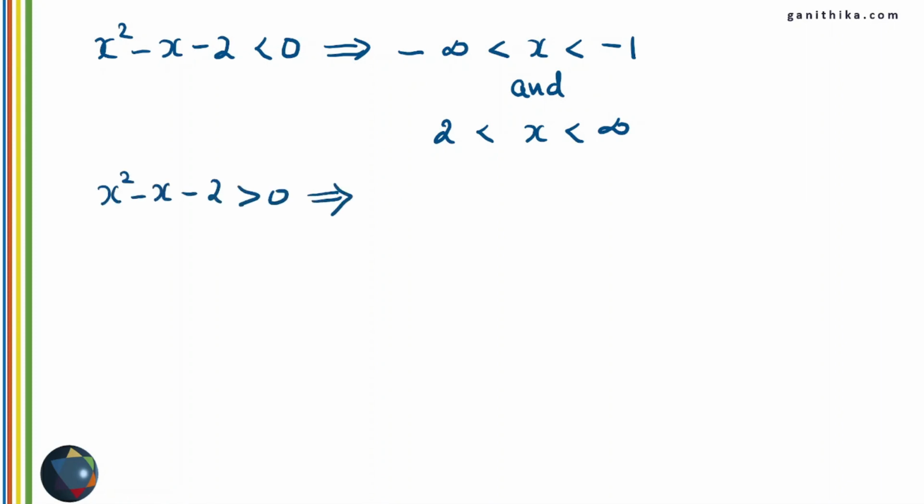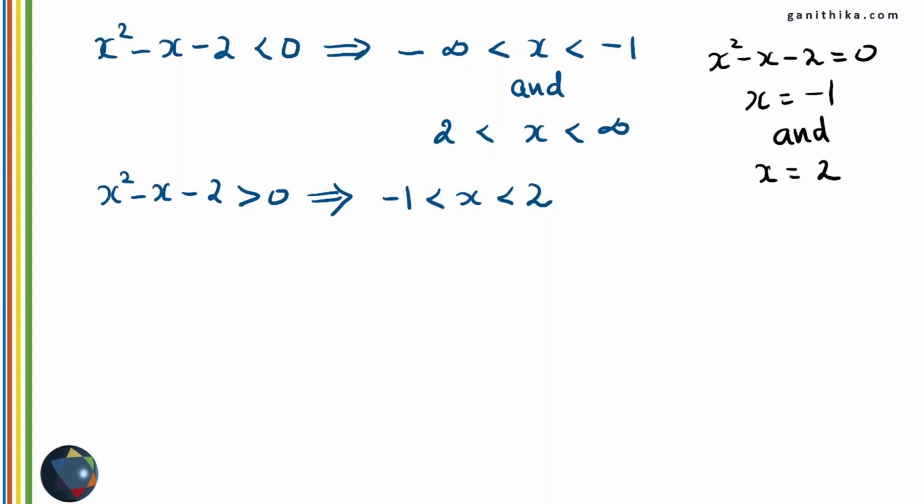Whereas when x square minus x minus 2 is positive, the solution for this inequality is all the x values between minus 1 and 2. But when it is the equation x square minus x minus 2 equal to 0, the solutions are x is equal to minus 1 and x is equal to 2. There are only 2 solutions in this case, whereas in the 2 inequality cases, we have a set of solutions.